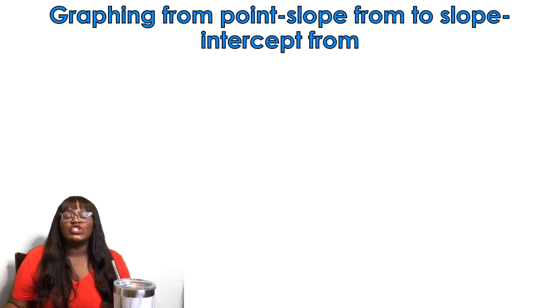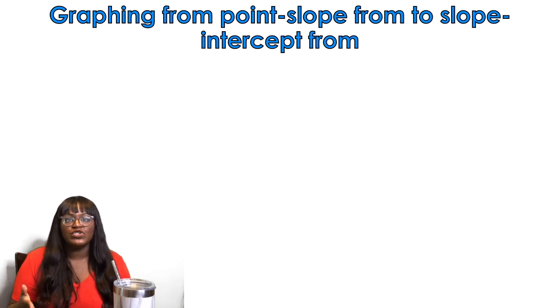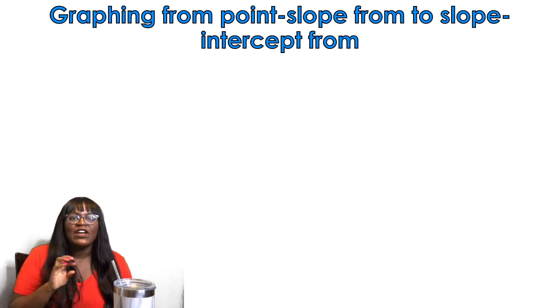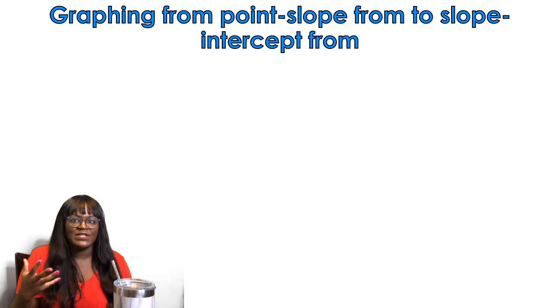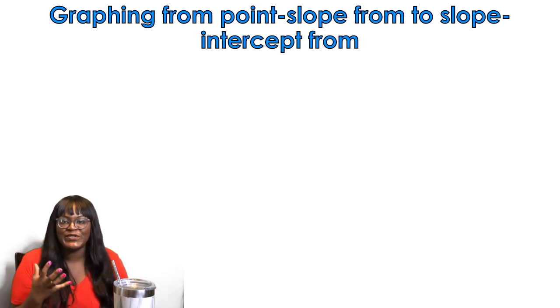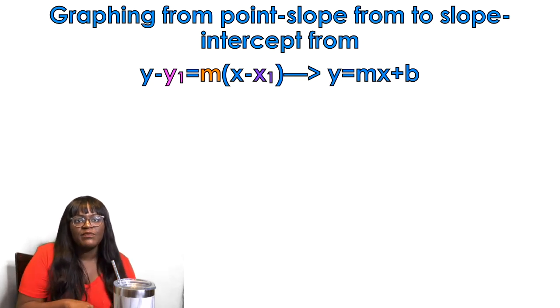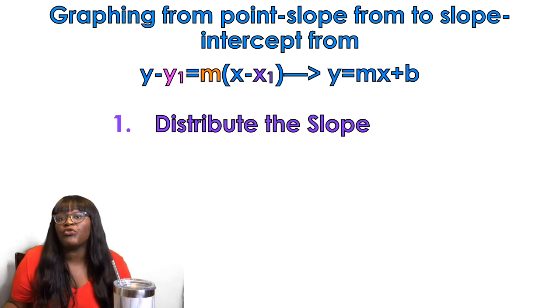Now, a lot of times what they'll ask you to do is graph from point slope form. Sometimes what you will like to do, let me rephrase that. Graphing in point slope form, you're comfortable with slope intercept form, y equals mx plus b. Everybody knows slope intercept form, right? So you just might be more comfortable with that. So what we're gonna do is transform it from point slope form into slope intercept form so you could just graph it the way that you might be more comfortable graphing it.